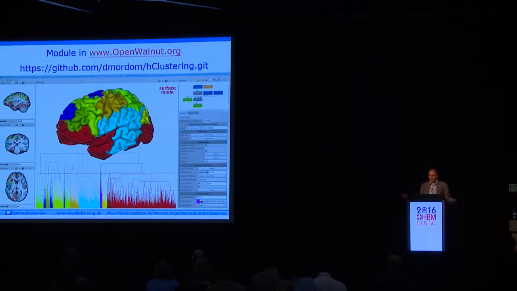And of course, we have implemented this in software as a module in OpenWalnut, so everyone can just put in their diffusion data, use the standard tractography methods, and then explore this hierarchical tree. So this might be helpful for many people, and it's available on GitHub.